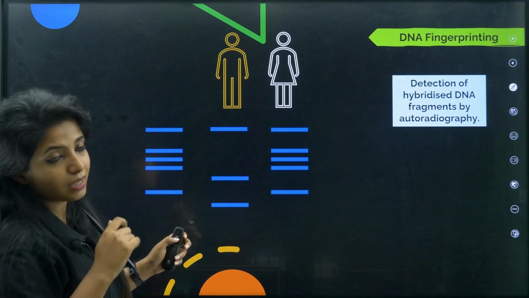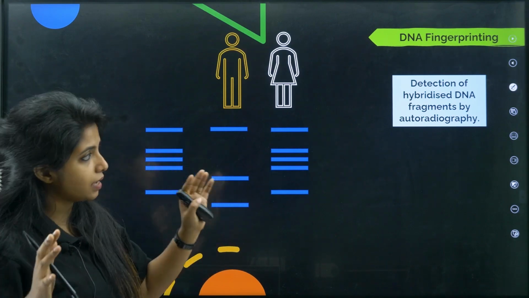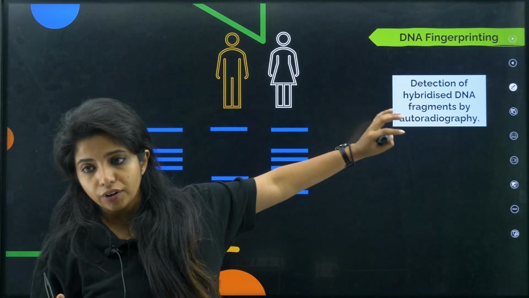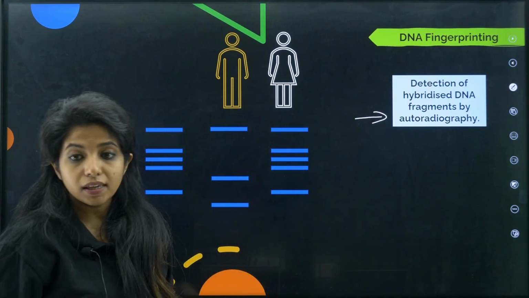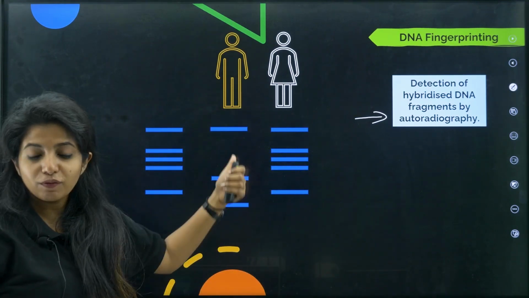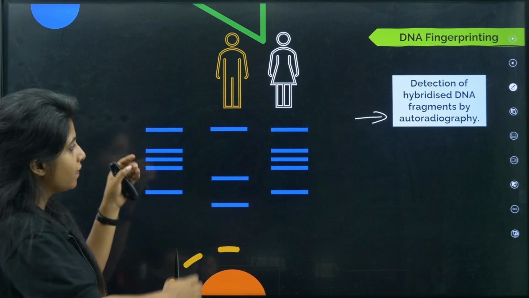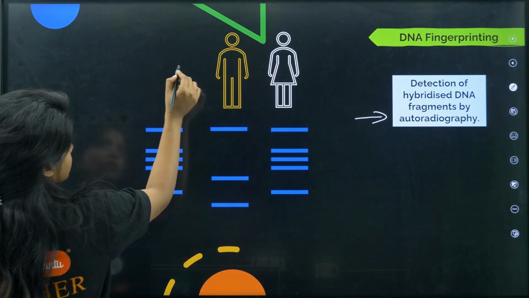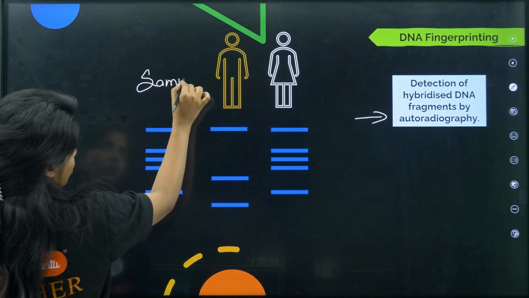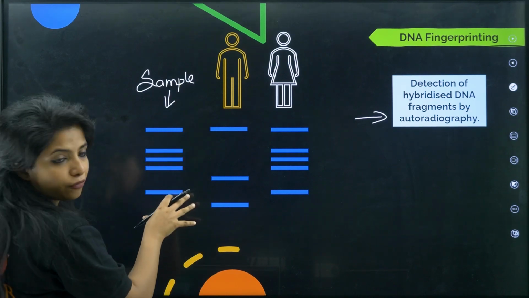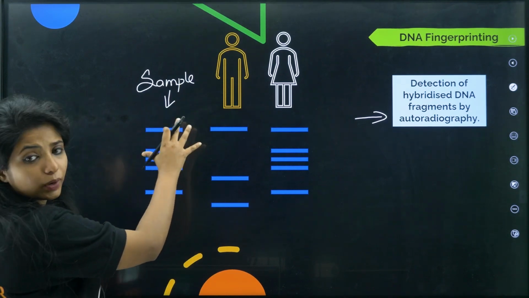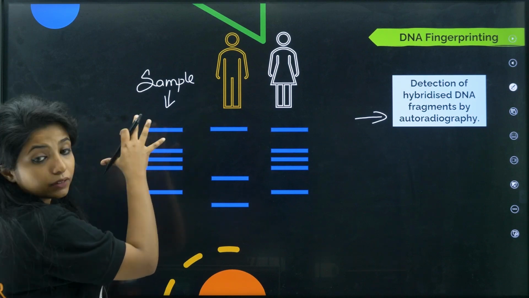Now the scenario is that after I see it under a machine known as autoradiography, I'll be seeing things like this. It will be visible like this. So I have the DNA fragments, that is the sample that I had. From this I got these DNA fragments. I had the complementary probe, so that is why it is visible. It is radioactive, so it is visible.